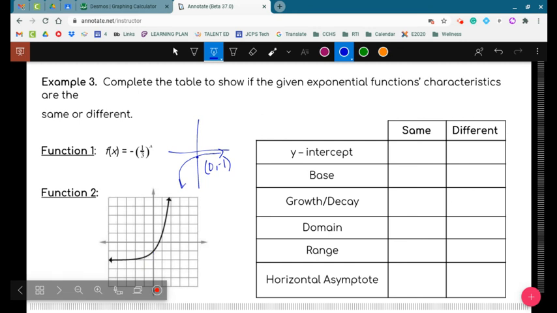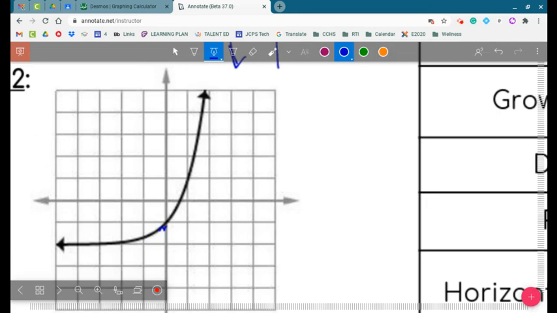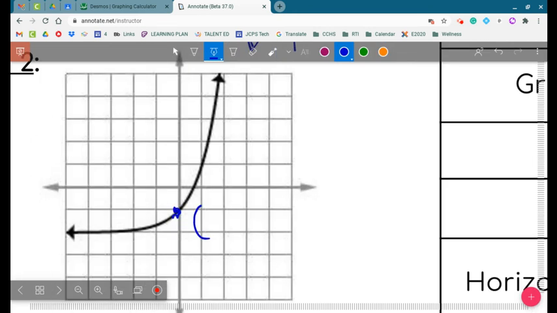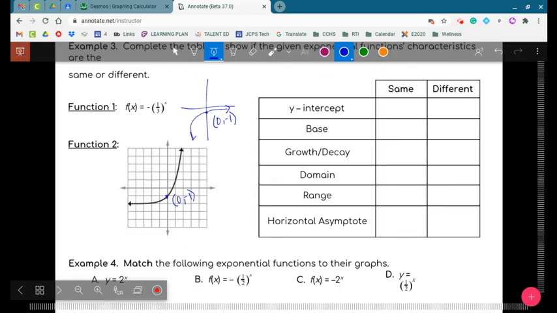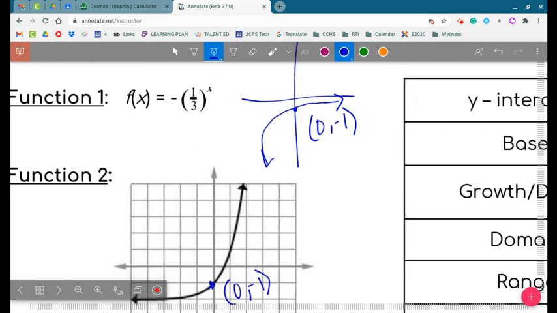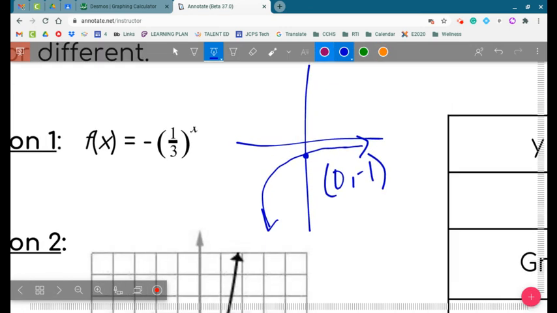So are their y-intercepts the same? Yes, because they're both at (0, -1). So the y-intercept's the same. Okay, so I kind of want to talk about the bases on this one, because if we were to reflect this one back, it would be like this.